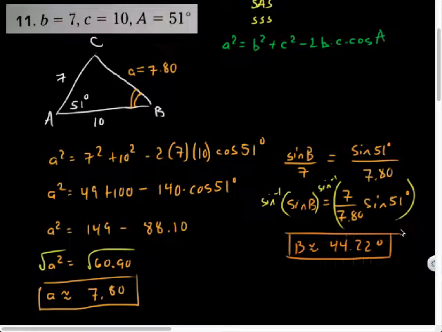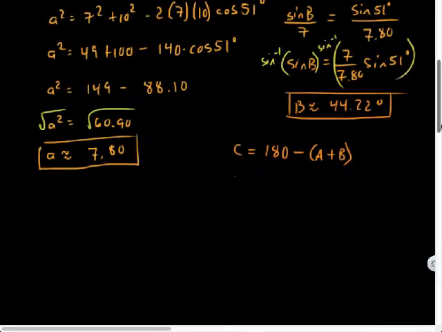Now if I want to find angle C, which is the last piece of information we're looking for, I can just use the triangle sum theorem. 180 minus A plus B is the easiest way to do that. So angle C equals 180 minus the quantity, second answer plus 51. And I get 84.78 degrees. So I've solved my triangle.